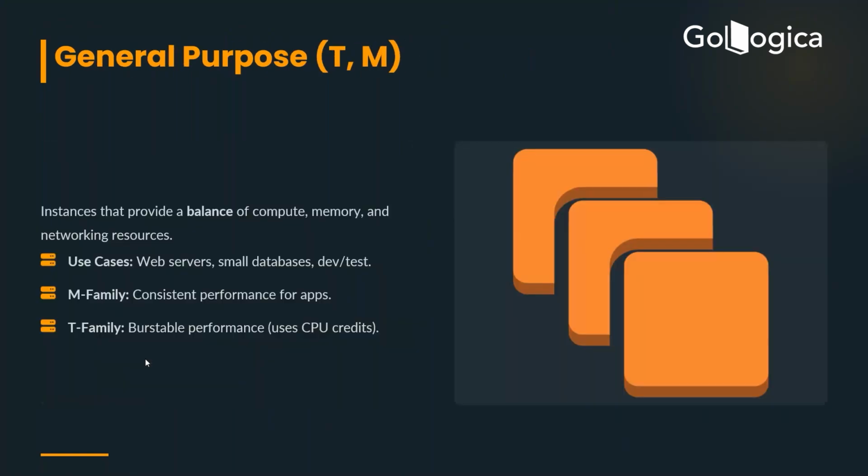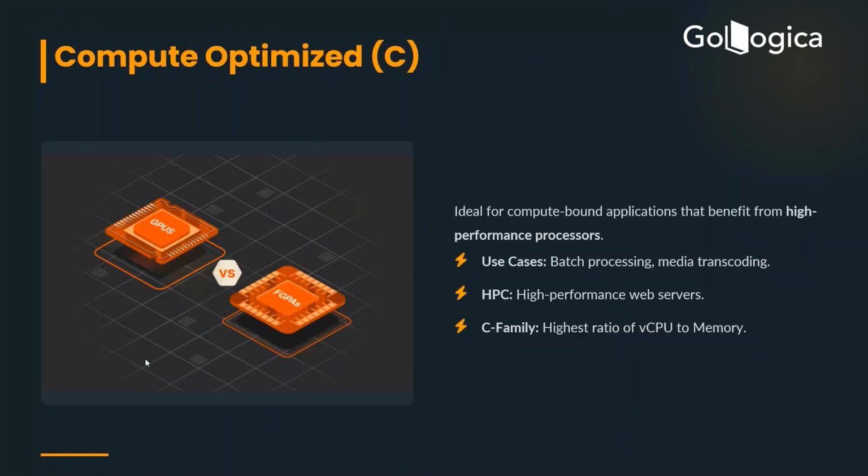That makes sense? Yes. So then we come to compute optimized, the C type. These are ideal for compute bound applications that benefit from high performance processors. When we have a compute intensive workload where you need more CPU, we need instance types that have better CPU than memory.